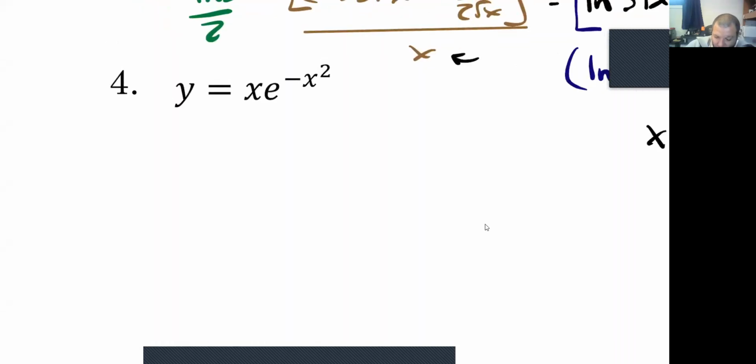All right, question number 4. So we have to take a derivative here, right? So we have a product of functions x and e to the negative x squared. So we have a product rule, right? We know product rule has 4 parts connected with addition.